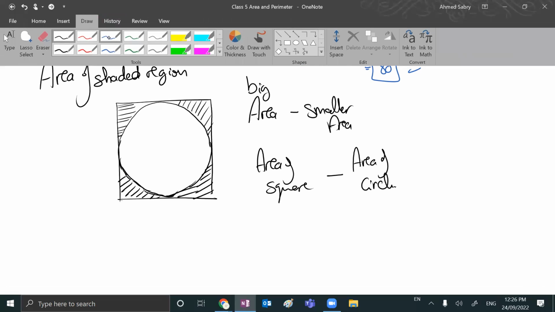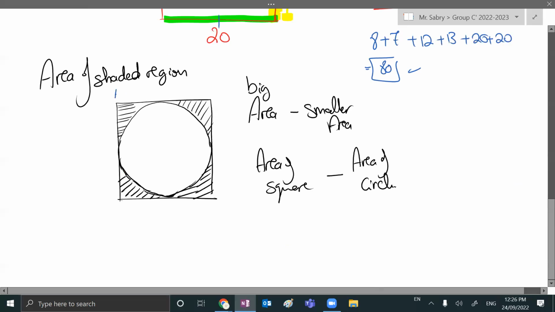If you're told, for example, that the length of this side from here up until here is 10, can you actually get the area of the square? Yes, because the area of the square is side times side, right? Which is 10 times 10, or 10 power 2, which is 100. Minus, now what's the area of the circle? It's supposed to be pi r squared.